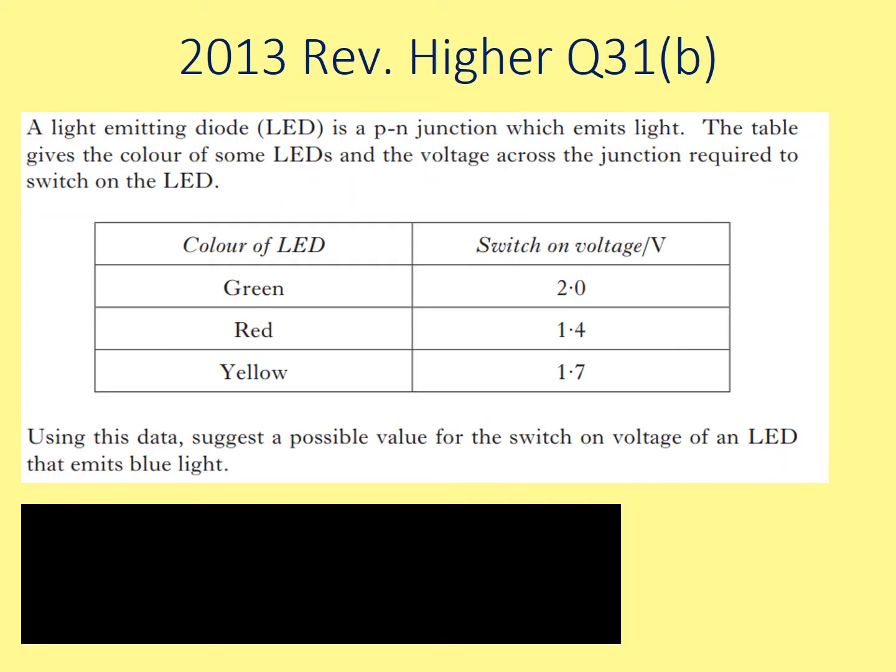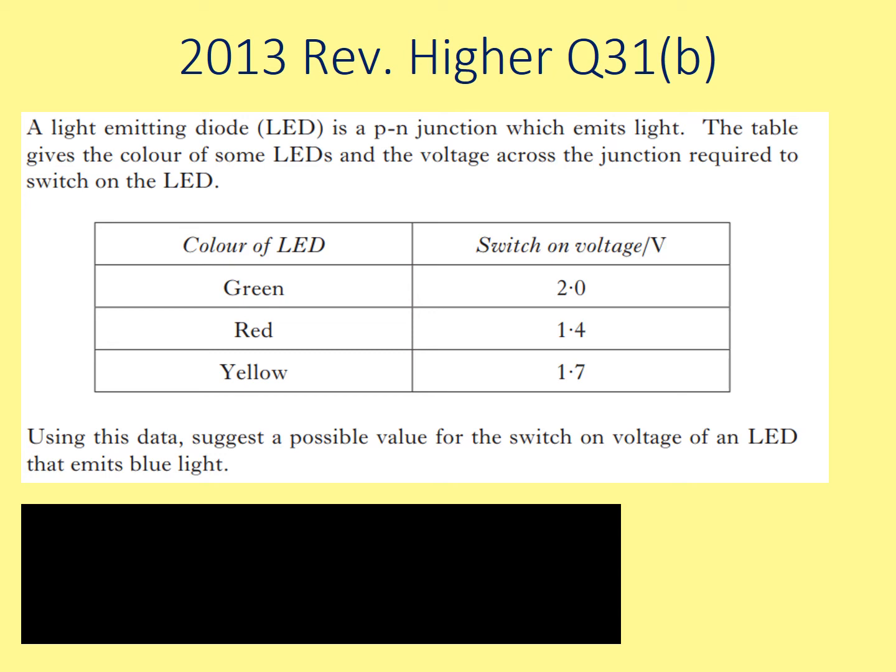2013 Revised Higher Question 31b. A light-emitting diode, LED, is a PN junction which emits light. The table gives the color of some of the LEDs and the voltage across the junction required to switch on the LED. So we can see that a green LED requires a switch on voltage of 2 volts, red 1.4 and yellow 1.7. Using this data suggest a possible value for the switch on voltage of an LED that emits blue light.